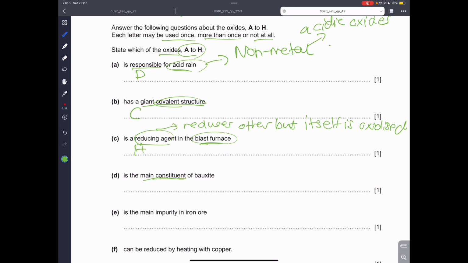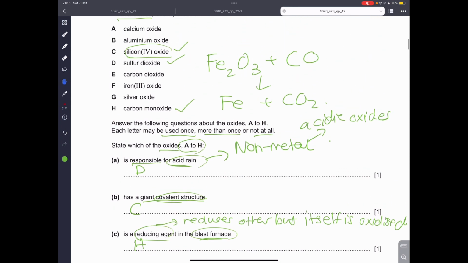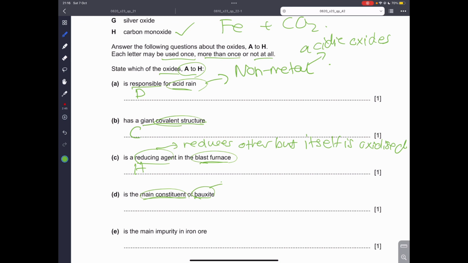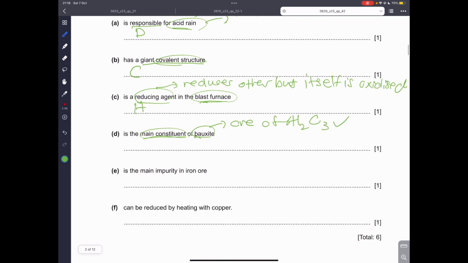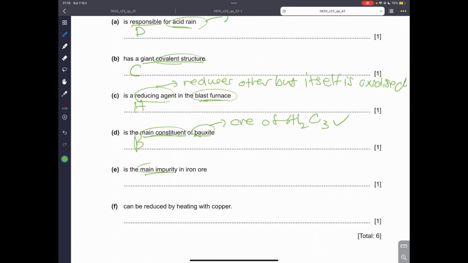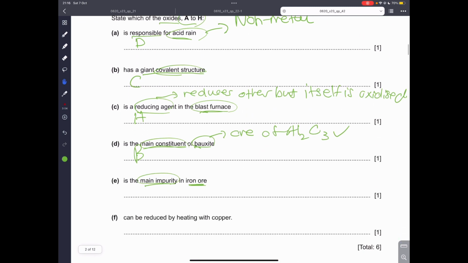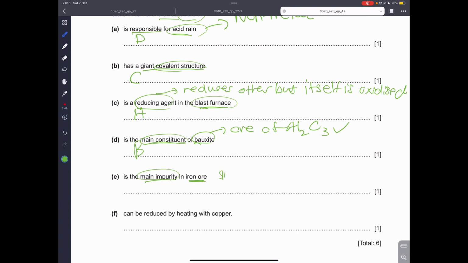Which is the main constituent of bauxite? So bauxite is basically an ore of aluminum. You have to know this is an ore of aluminum. So you have to know that aluminum oxide is one of its main constituents. So we have to choose aluminum oxide, and that is B. Next, the main impurity in iron ore is, as you have guessed, silicon 4 oxide, SiO2. This is something you should know. Silicon 4 oxide is basically sand, and that is one of the large impurities, so C is the correct answer.